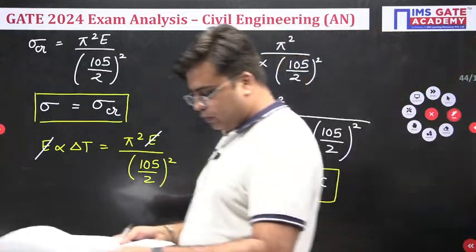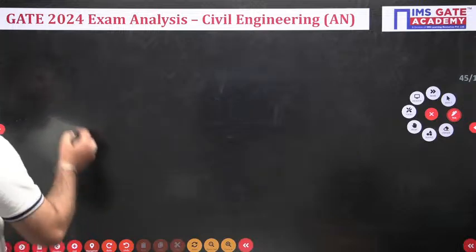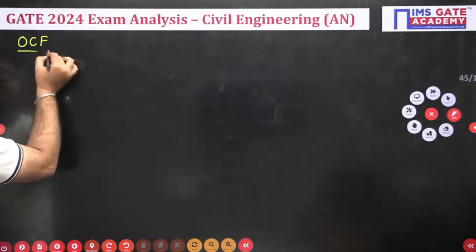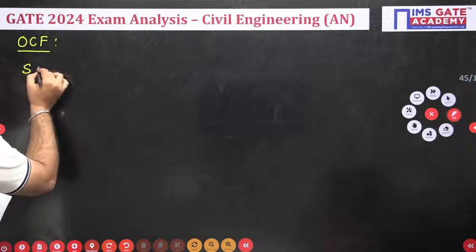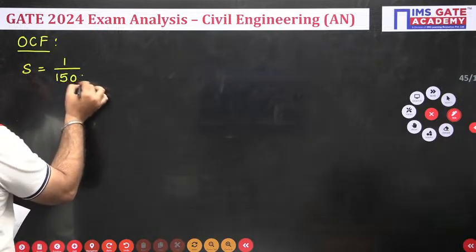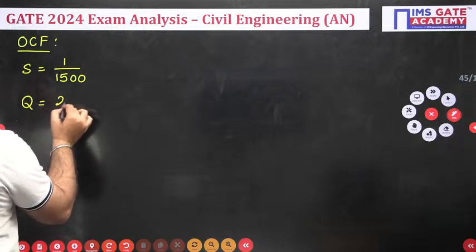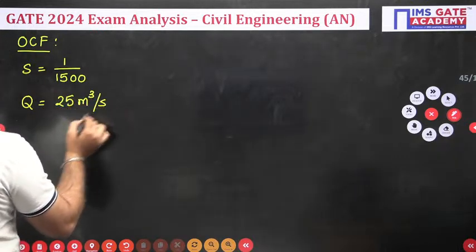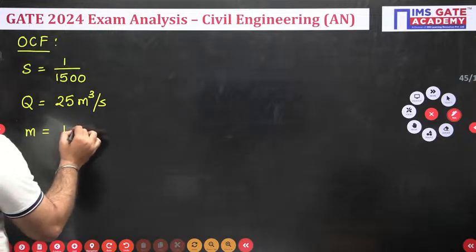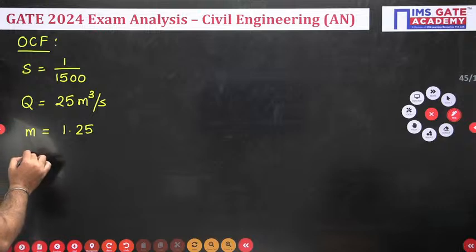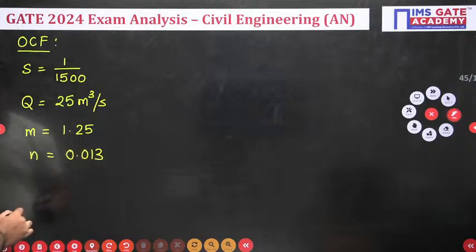The last question is, I think, from open channel flow, OCF. A triangular cross section is given to you, for which the bed slope is 1:1500. Then the discharge passing through the channel Q is equal to 25 meter cube per second. Then the slope is 1 by m, so m is given to you as 1.25, then n is equal to 0.013. This is a triangular channel, and you are asked to calculate the depth of flow.